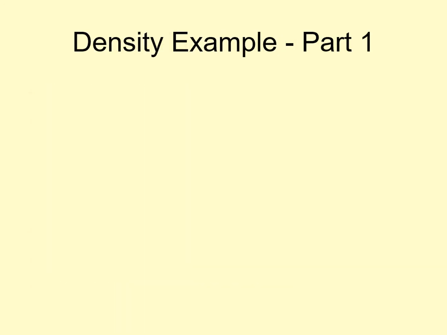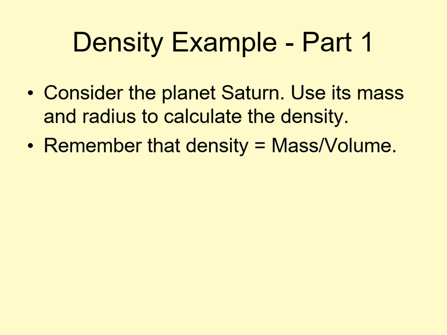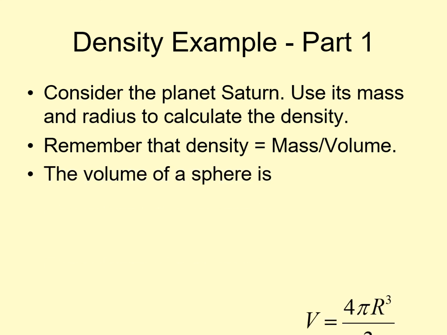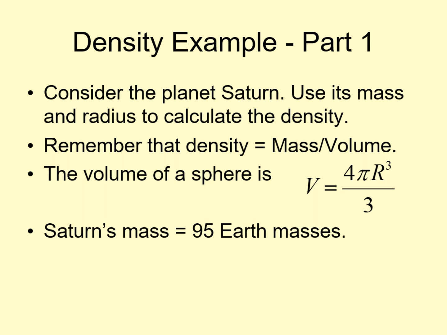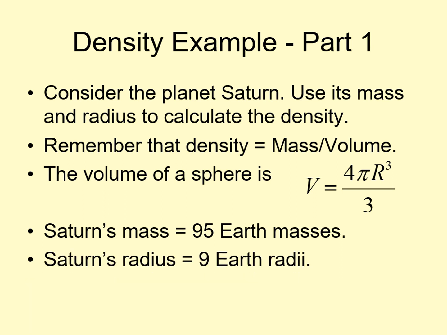Let's try calculating the density of a planet using its mass and radius. We'll do this for the planet Saturn. We'll take a lot of small steps, starting with the equations we just saw. Once again, density is mass divided by volume, and the volume of a sphere is given by V equals 4 pi r cubed divided by 3. Saturn is a big planet. Its mass is 95 Earth masses, and the radius is 9 Earth radii.